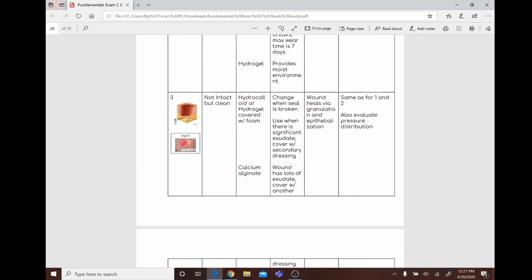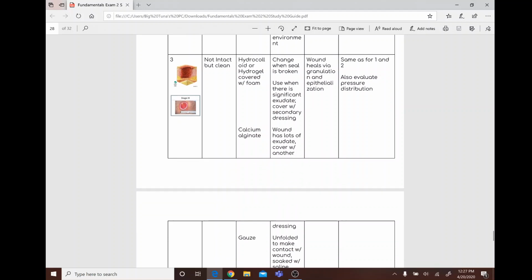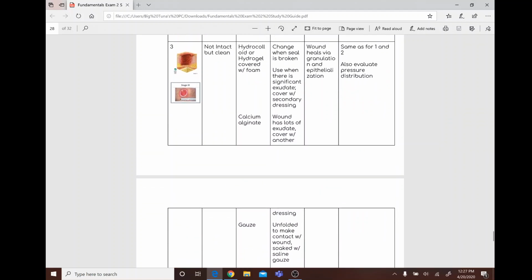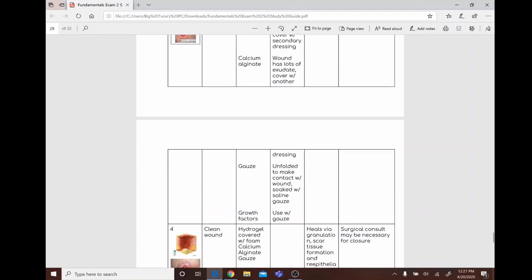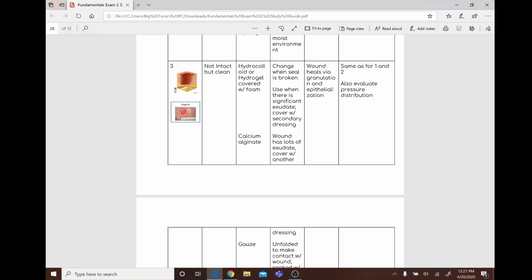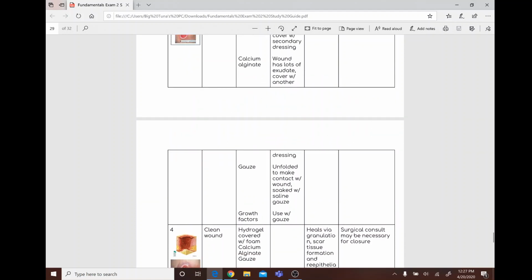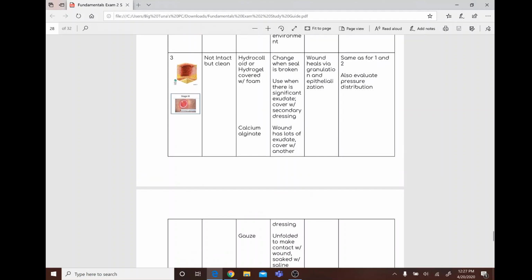What is the status of stage 3 ulcer? Not intact, but clean. What are the dressings we're going to use for stage 3? Hydrocolloid, hydrogel covered with foam, calcium alginate, gauze, growth factors.